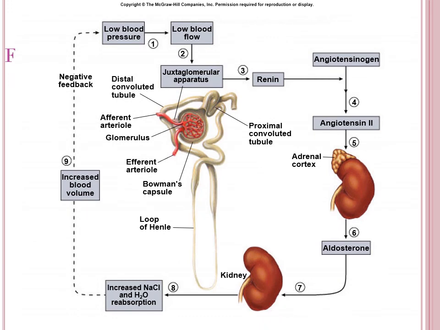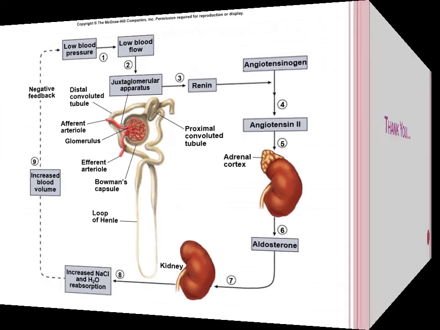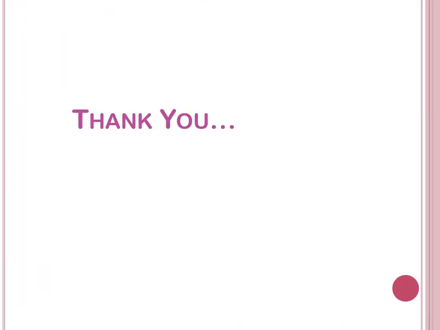So this is just a flow chart showing the effect on the blood flow to the kidney. If there is a decreased blood flow, then via these regulatory mechanisms, the blood flow will be normalized, and the blood pressure will be normalized by these various mechanisms. So this is all about the renal blood flow and its regulation. Thank you.